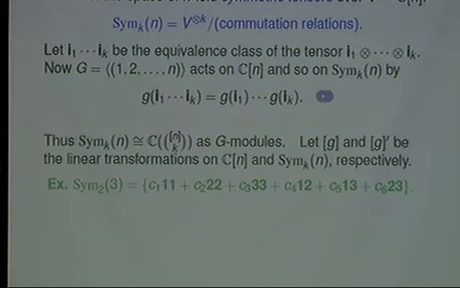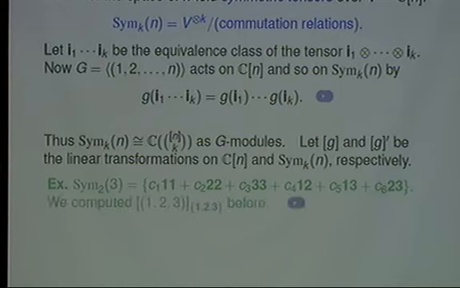And now, because we've got two modules running around, we have the original module C brackets n, and then we have this new module Sim^k n. So we're going to need to distinguish: if I'm talking about a linear transformation, am I talking about it in the original vector space or in this new one? So I'll just put primes if it's on the new one.